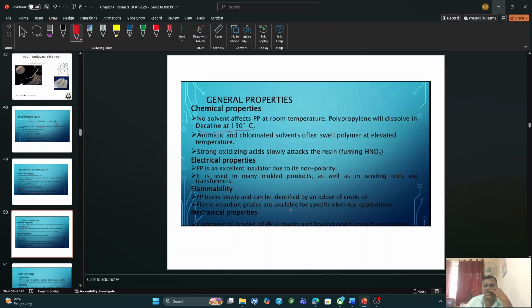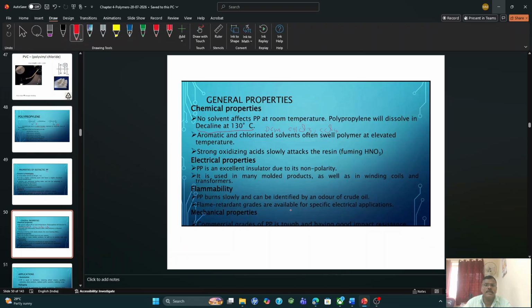Aromatic and chlorinated solvents often swell the polymer at elevated temperature. This point is very, very important. If you take this polymer and soak it in aromatic solvents like benzene and toluene, or chlorinated solvents, what do you mean by chlorinated solvents? DCM, chloroform, carbon tetrachloride. So what happens? If you put this polymer in these solvents, it will swell.